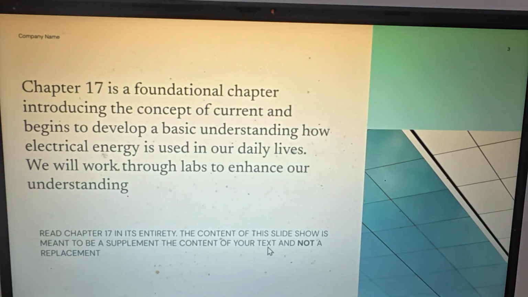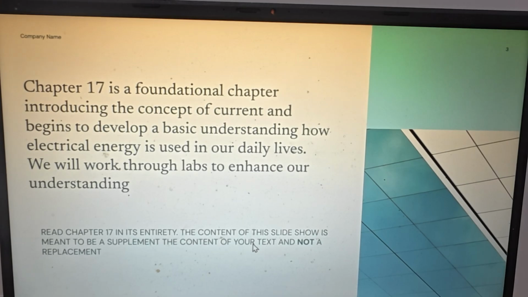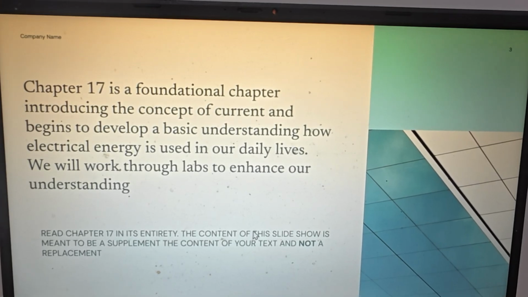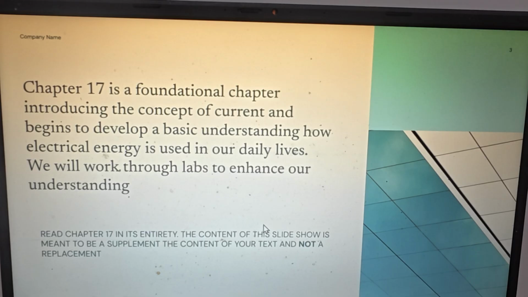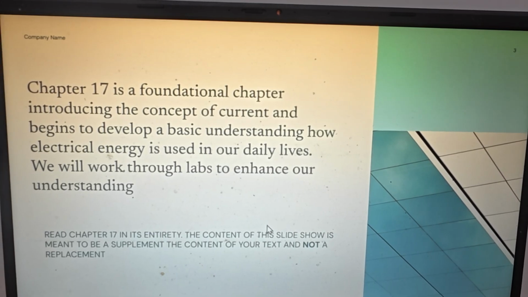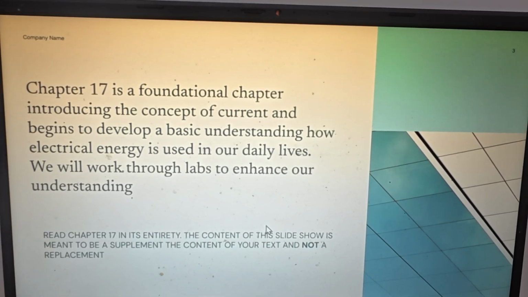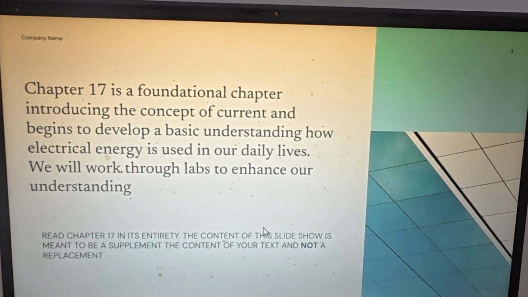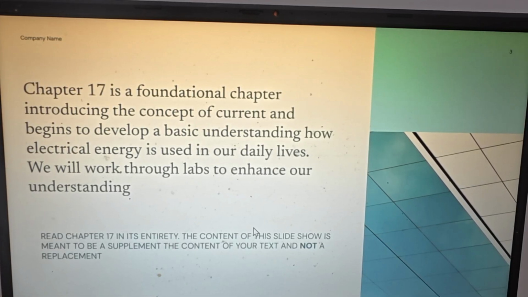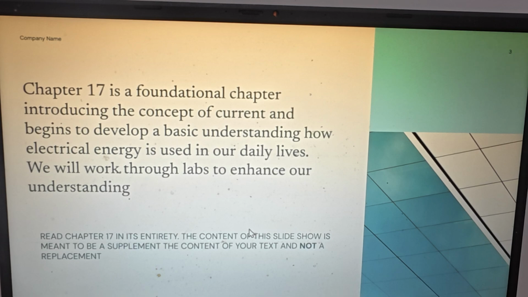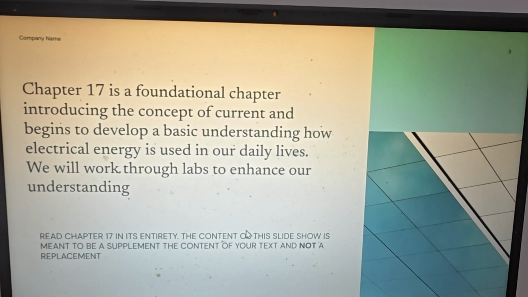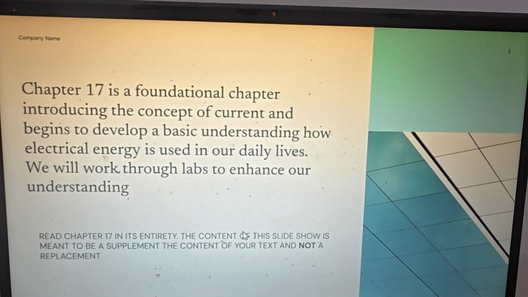Well, this chapter is a very foundational chapter for us, and it develops a basic understanding of how electrical energy is used in our daily lives. We walk through some labs as the semester rolls along, to enhance our understanding of this very important part of electricity. So I want you to read chapter 17 in its entirety, and the content of this slideshow is only meant to be a supplement to the content of your text and not a replacement.